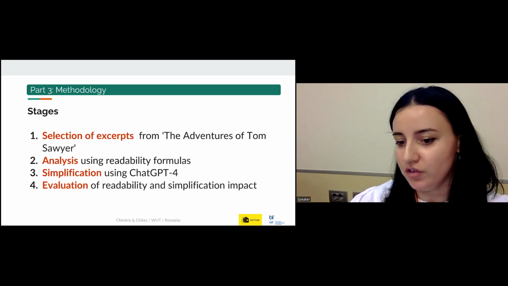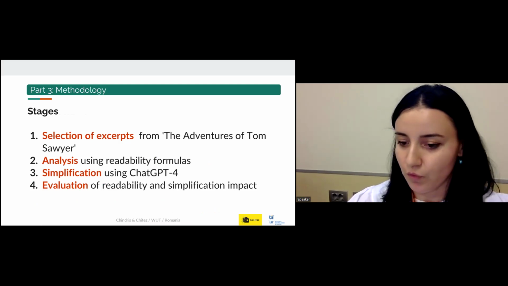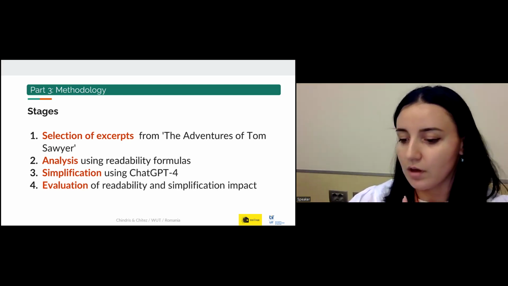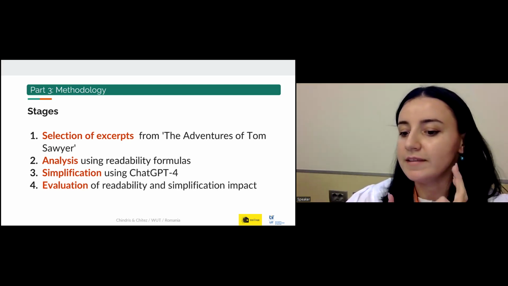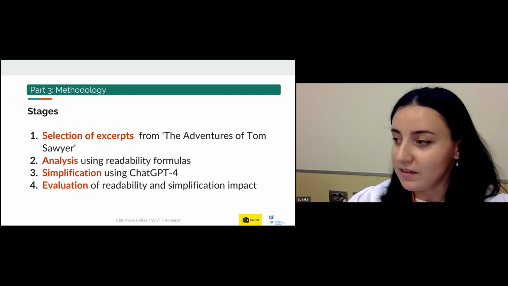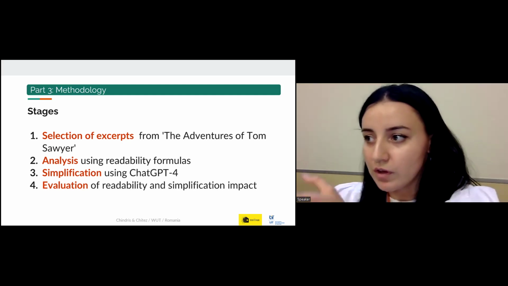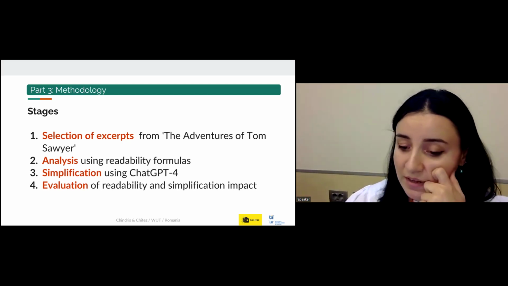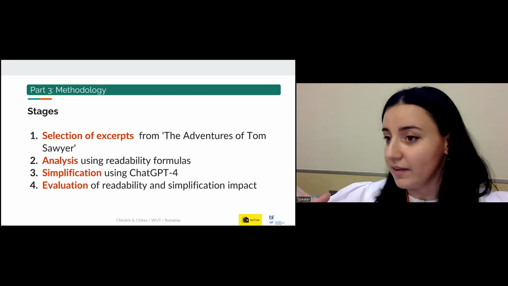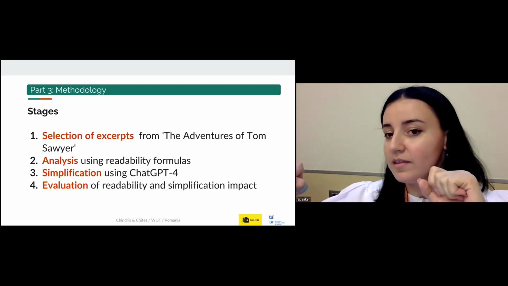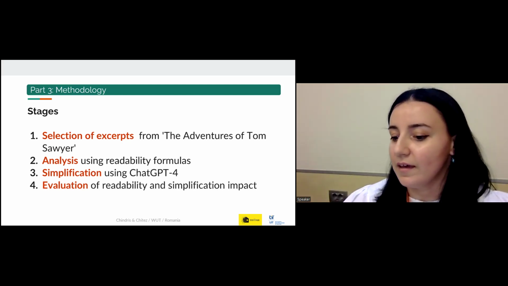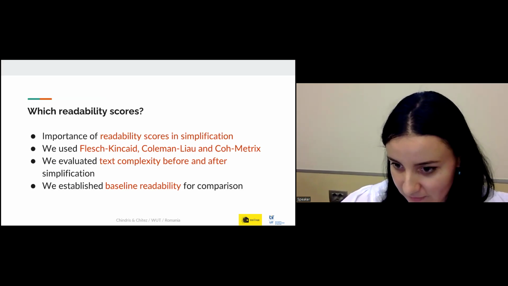The steps of our research are divided into 4 parts. First of all, we selected the excerpts from the novel. Then we analyzed them using readability formulas. So we took the original fragments, we assessed their readability, then we simplified them using ChatGPT, and after that we evaluated the readability and simplification impact.